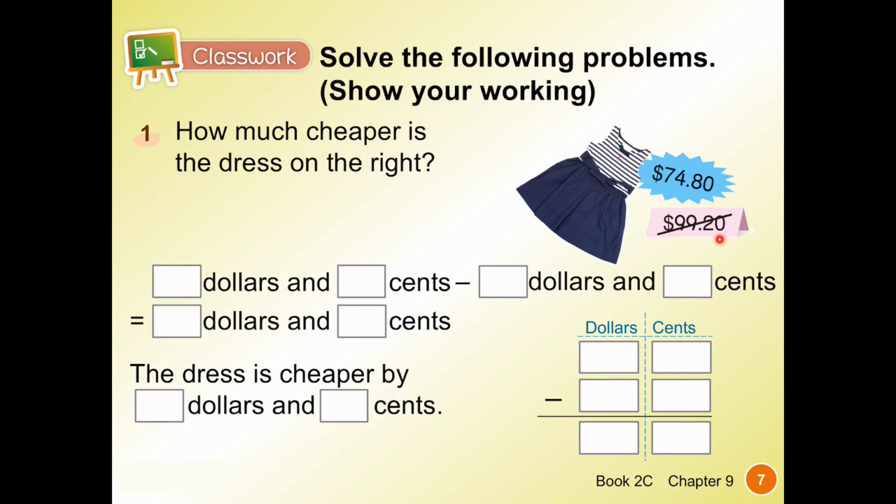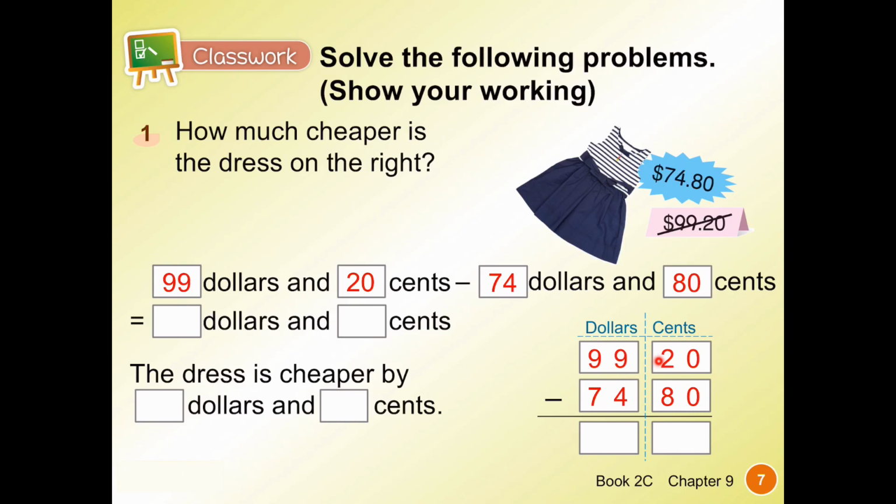So this is the original price, $99.20, and this is the discounted price, the actual price that we are paying right now, $74.80. So for the expression, it would be $99.20 minus $74.80. If we put it in the column form, $99.20 goes on top, $74.80 goes on the bottom.